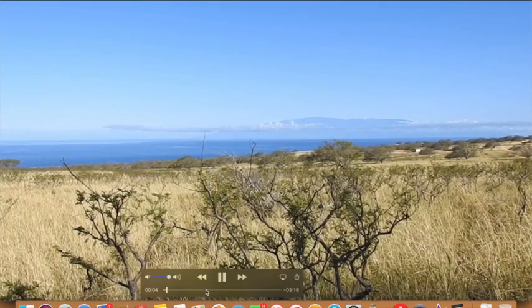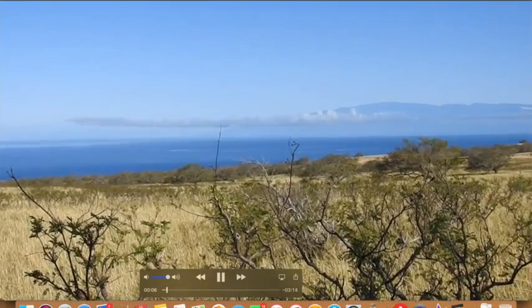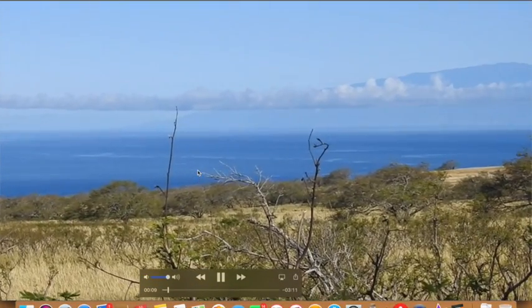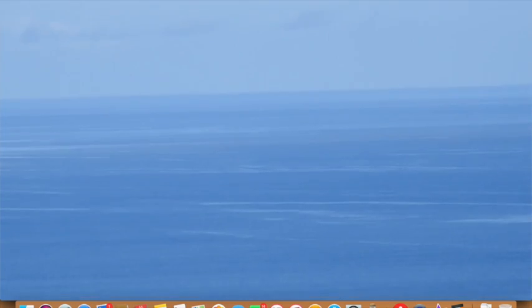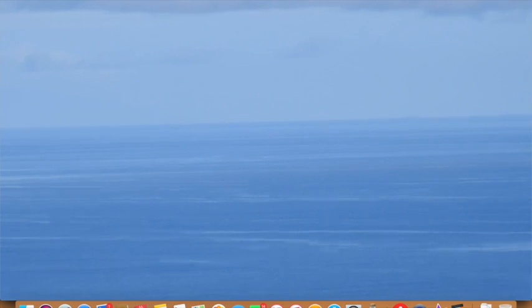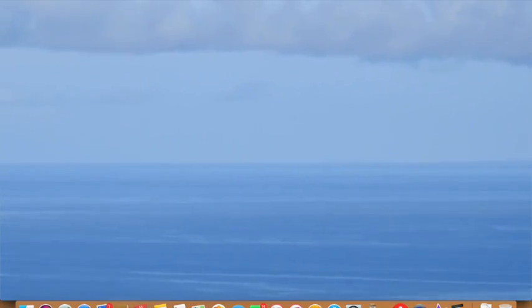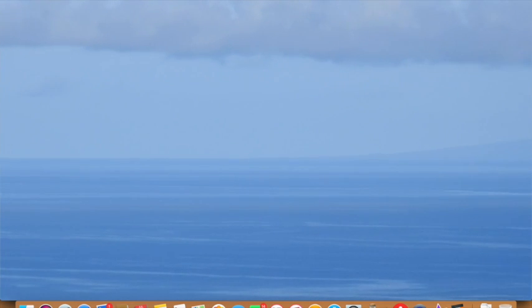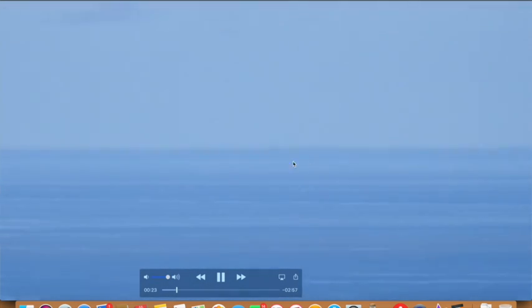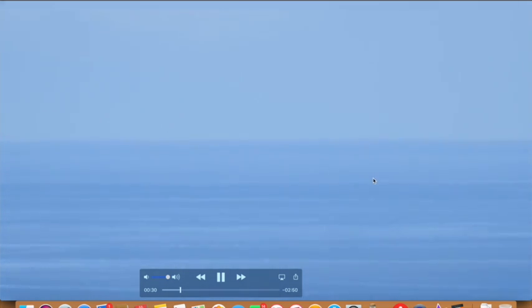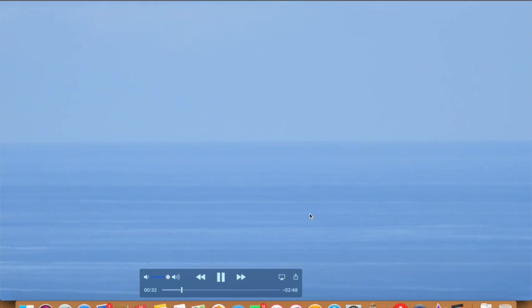787 feet of elevation. Okay, we're below 800 feet. I'm observing Molokini. You can kind of see it here as we're zooming in closer. What's going on with Molokini? Sorry, I was having a hard time seeing it.